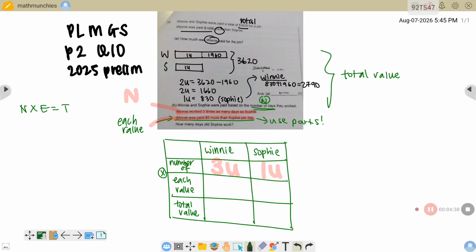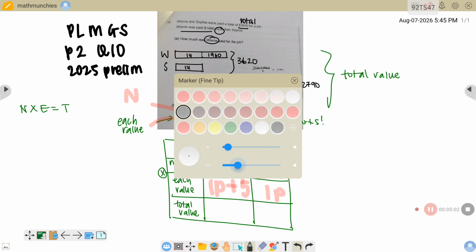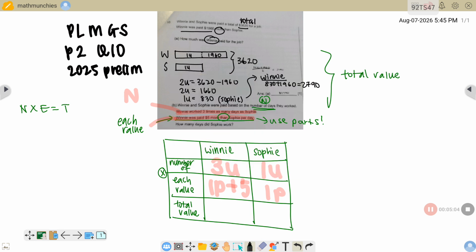Right, now can you see the words "than Sophie"? That means who is more and who is less? Winnie is more, Sophie is less. So if Sophie is less, Sophie will be 1 part, and Winnie will be 1 part plus 5. Guys, pay attention, this is where a lot of students die. Remember I told you it's multiply? And do you remember the grouping concept I taught you?